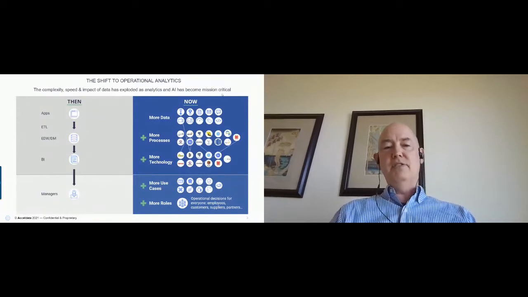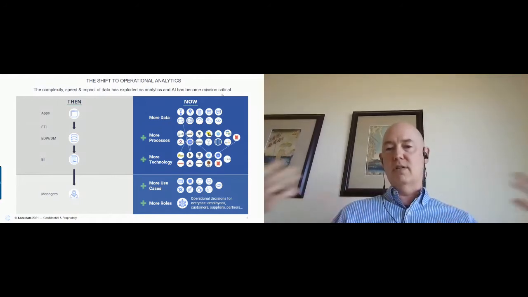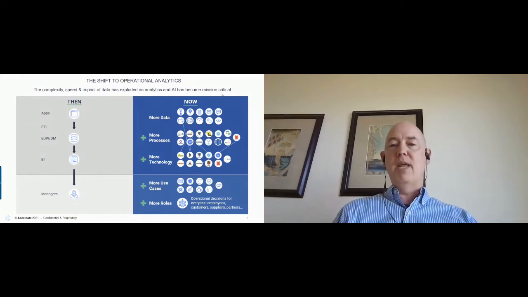Another aspect of this shift is that things are just a lot more complex. You have a lot more people being served, employees, customers, suppliers, partners, that all want to take advantage of digital transformation. They have many use cases. It introduces, in many cases, a lot of new technology to address those. There's lots of processes that pull data in near real time to serve those folks in their business activity and operations. And of course, that's pulling in a lot of data and a variety as well.